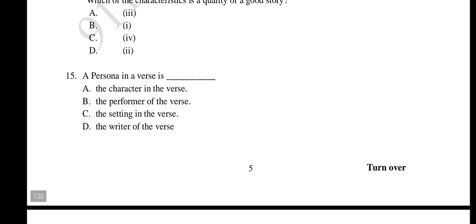Then a person in a verse is known as dash, a character in a verse, performer of the verse, the setting in a verse, the writer of the verse. A persona is the voice in the verse, which is speaking. So that one is the narrator. When we talk about a persona, we will talk about several characters. Persona is a performer of a verse or the voice in the verse. The characters are those mentioned characters differently when we are talking in the verse.